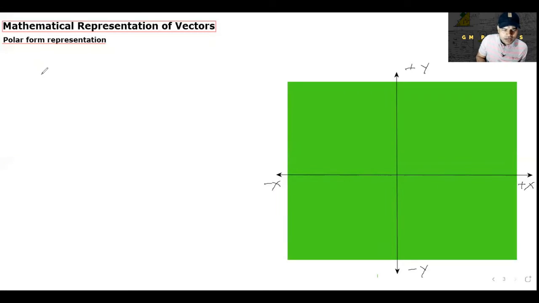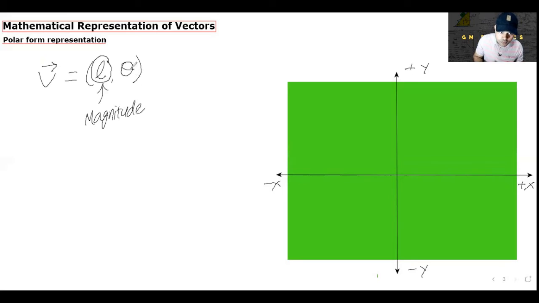Polar form representation is given in this form. Look at this. Let's suppose a vector b is given. So b vector is written as L theta. This is the standard convention of representing the polar form of a vector, where the first variable is used to denote the magnitude of the vector, and the second one is used for the direction of the vector. This will become more clear as we take an example.